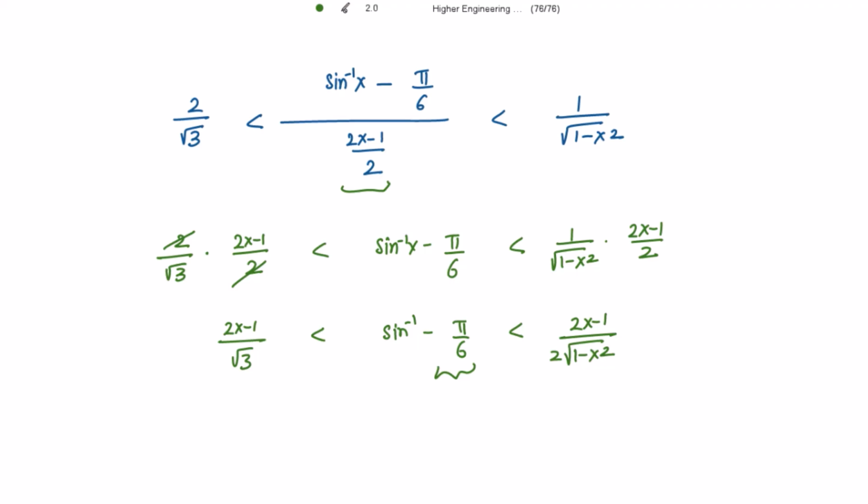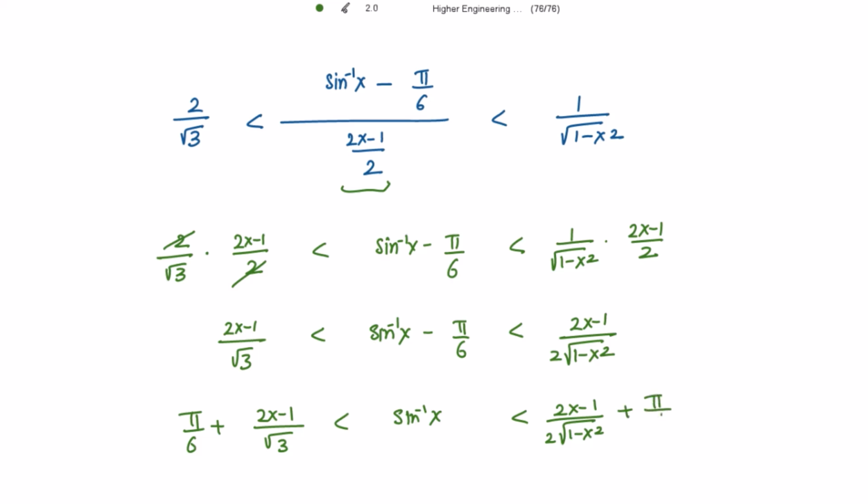Now adding this pi by 6 all over, we get pi by 6 plus 2x minus 1 divided by square root 3, strictly less than sine inverse x, and less than 2x minus 1 divided by 2 into square root of 1 minus x squared, plus pi by 6. So this is the required result which we needed to prove, where x is greater than or equal to 1/2 and strictly less than 1. For x equal to 1/2, all these expressions are equal. For x greater than 1/2 and less than 1, we are getting this required inequality. So hence the result. Thank you.